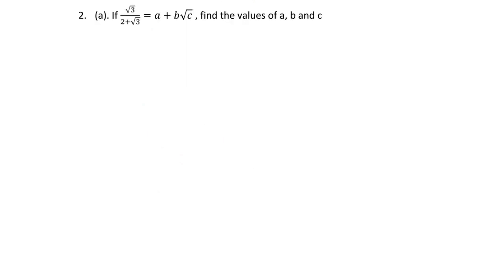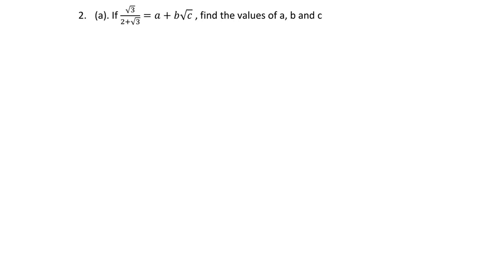Question number 2, part A. If that expression equals A plus B under root C, find the values of A, B, and C. Okay, so this is the radical problem, and to find the values of letters, we need to write the left-hand side in the format of the right-hand side so that we can compare the position of the numbers and letters from both sides. Okay, so let us now consider our left-hand side.